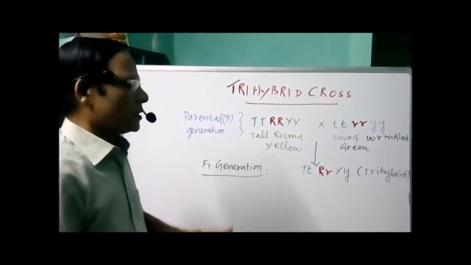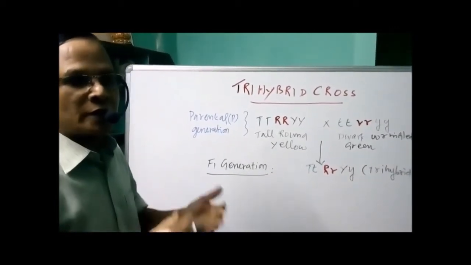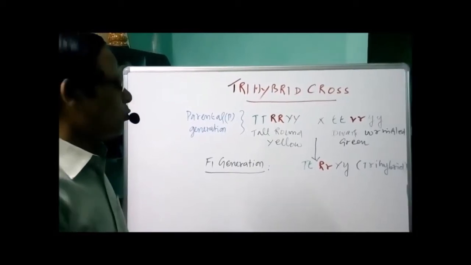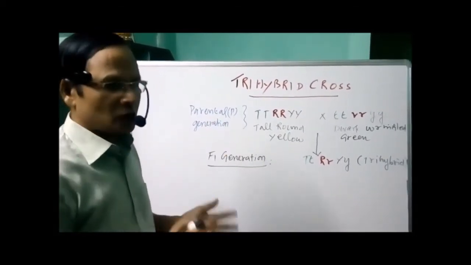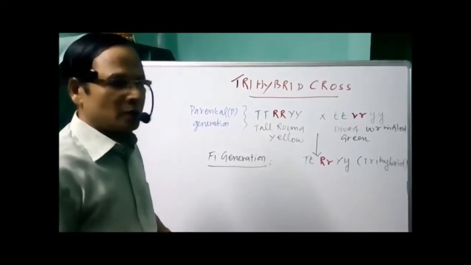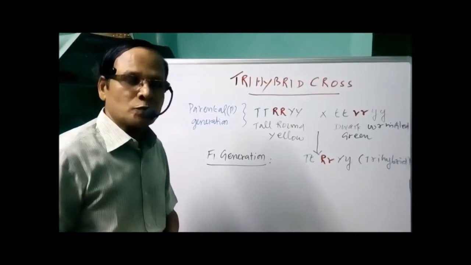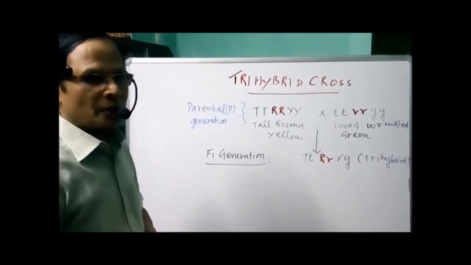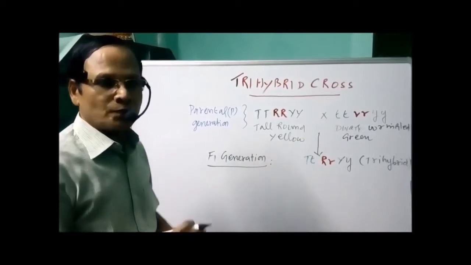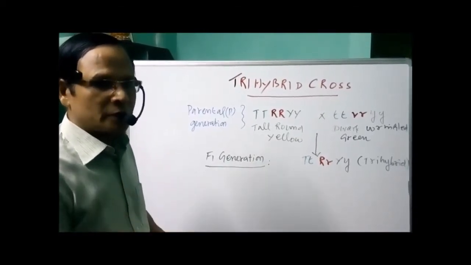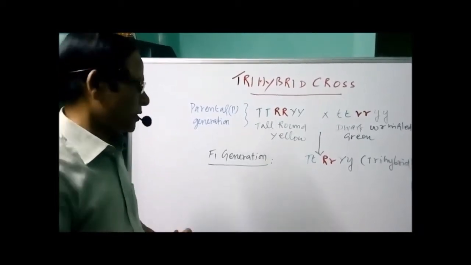Now this is a trihybrid. In your syllabus, only the different types of gametes produced and the phenotypic ratio obtained in a trihybrid cross are given. That's all. There is no checkerboard, nothing else. Now a dihybrid individual produces 4 types of gametes and the types of phenotypes in F2 is also equal to 4. So 4 types of gametes and 4 types of individuals in the F2 generation.